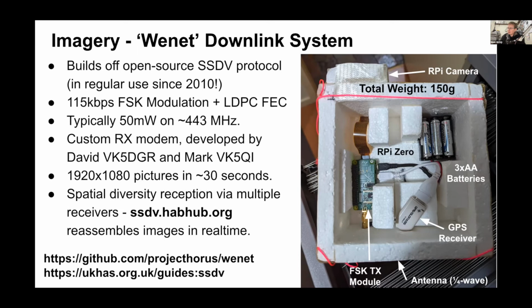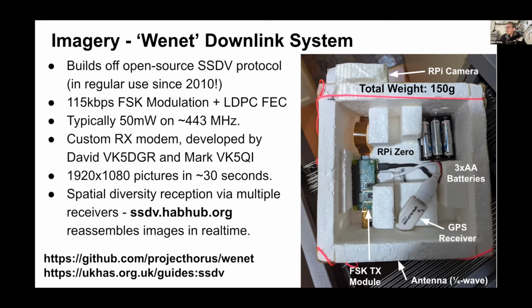I must admit, we're lucky here in Australia in that our bands are pretty quiet, so we can get away with a lot of things, such as this. We run 50 milliwatts on 443 megahertz. For you, I think you'd be wanting to run in your ATV segment more than likely. This is our ATV segment, 443 megahertz. We only run 50 milliwatts.